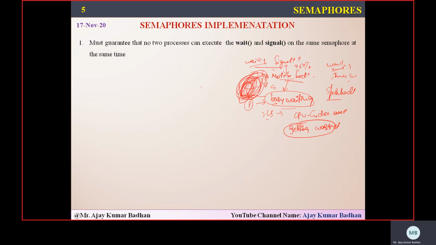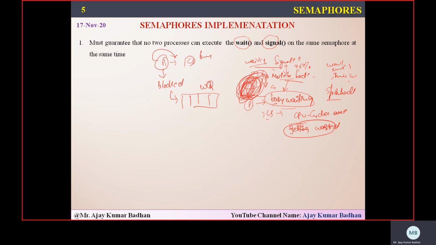To overcome that, we are going to remove this particular concept. We are going to modify this wait operation and signal operation. So what we will do is, whenever a process finds that a critical section is busy, it will not wait for some time and again execute that wait operation. Rather, this particular process will be blocked. And the blocked process will be placed in the waiting queue.